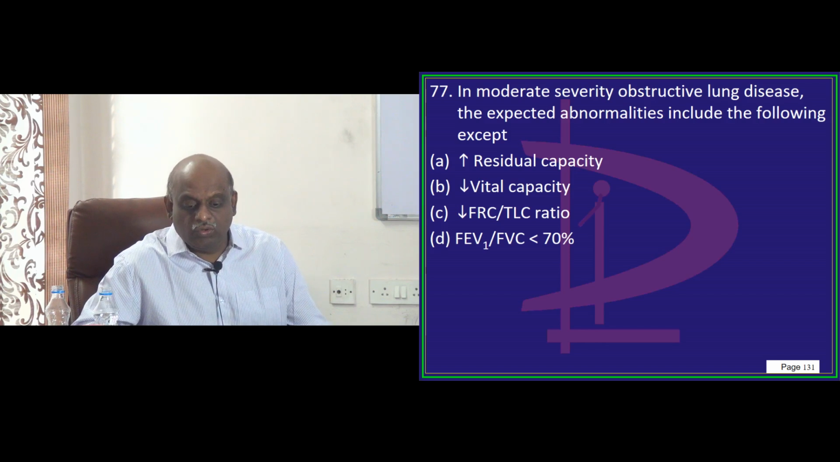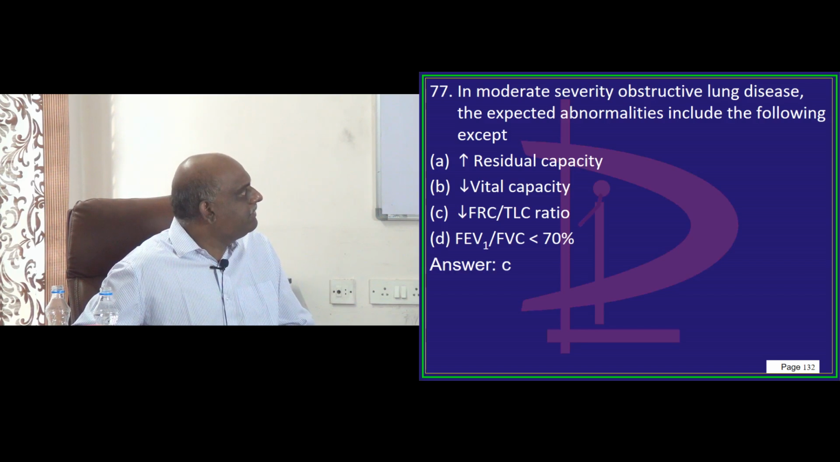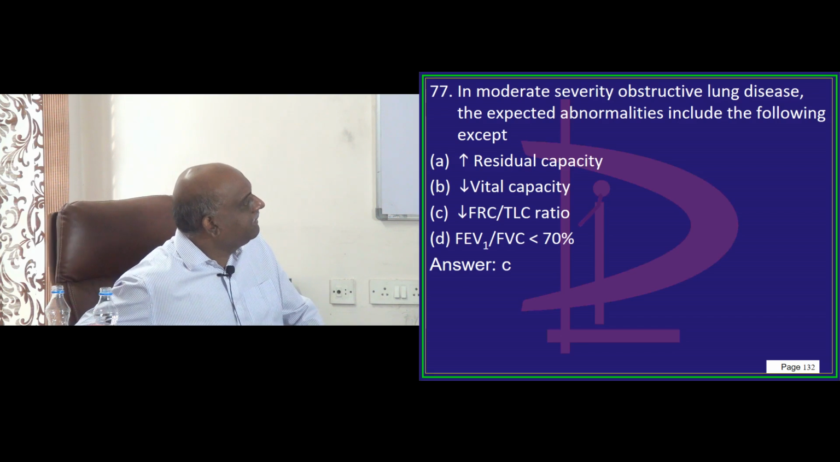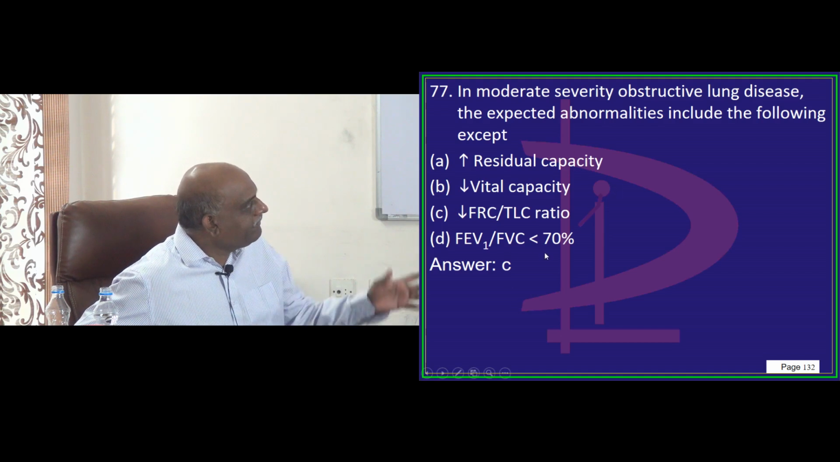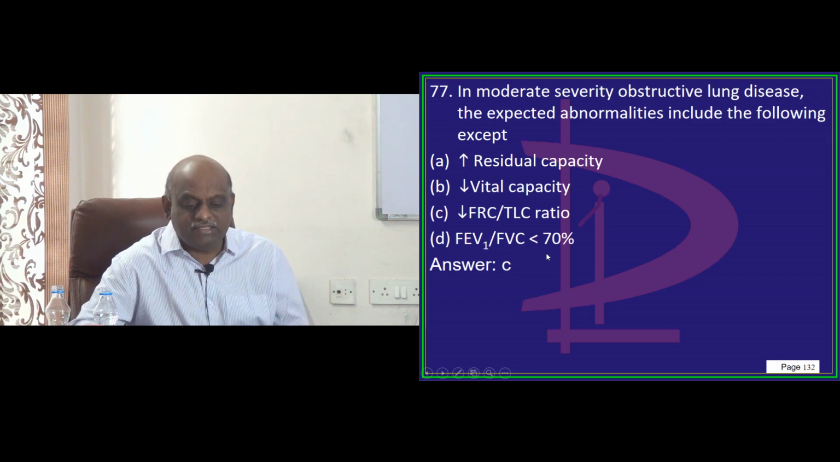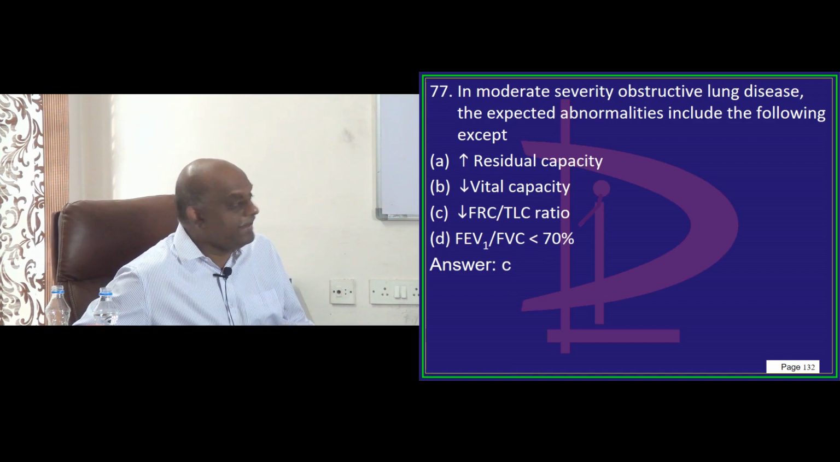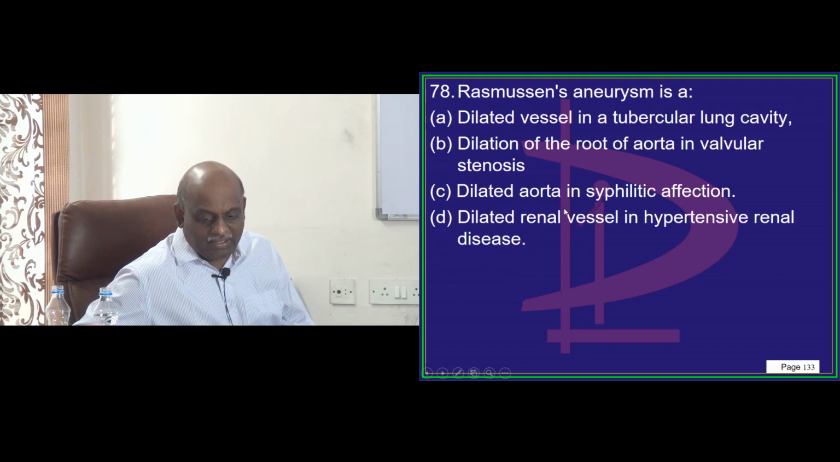Okay. So I am seeing A versus D versus C. It is decreased FRC by TLC that is wrong. Remaining are all true. Increased residual capacity, FEV1 by FVC less than 70%, right? So except is there. Okay.